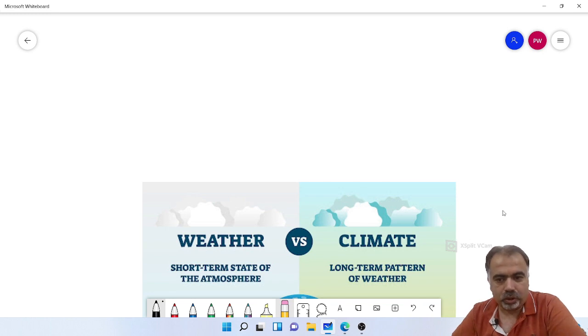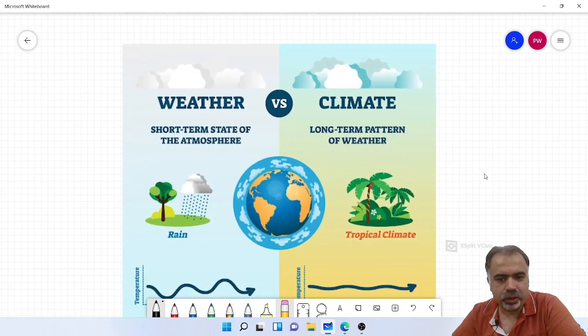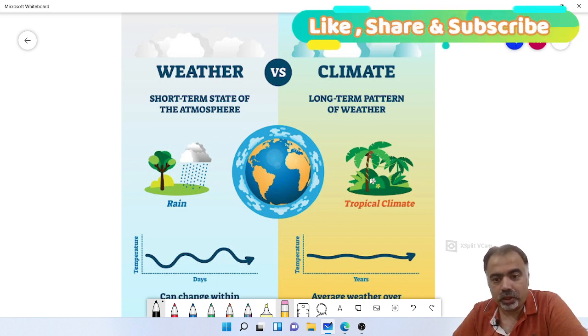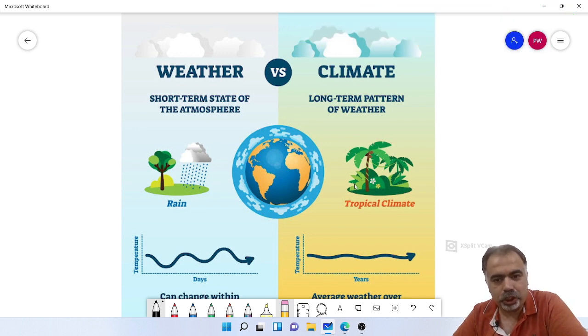One thing. So now quickly moving towards, I'll show you, the weather is just like a rain occurring in the day. This is what we call weather. And for a season, for a month, how this weather is going to change is what we call the climate. So tropical climate is one of the examples of the type of the climate.